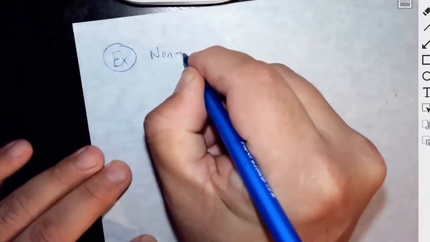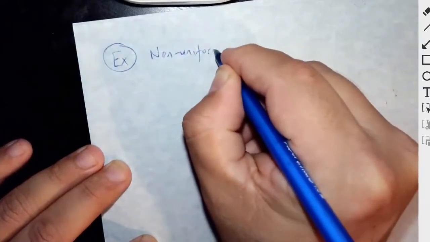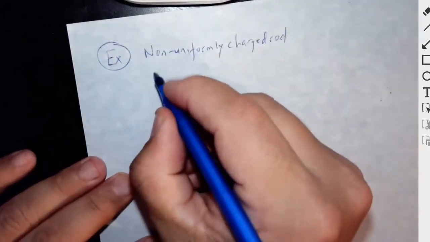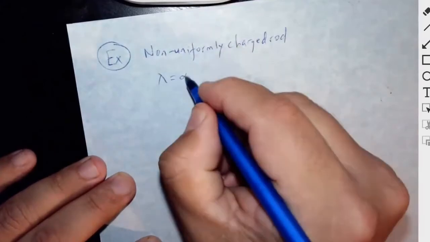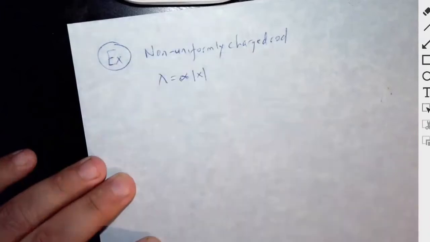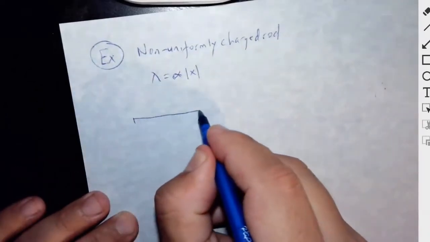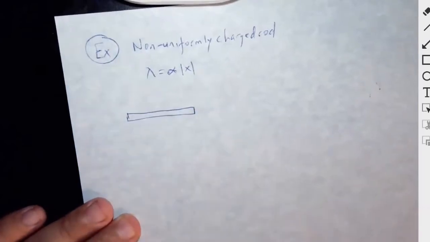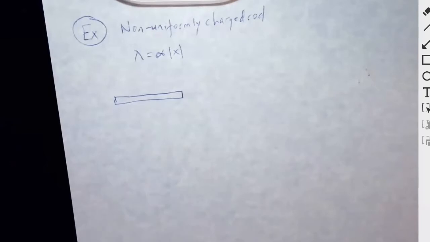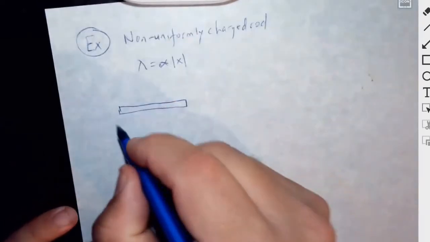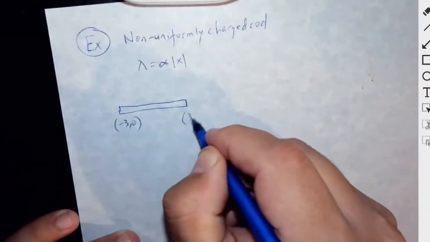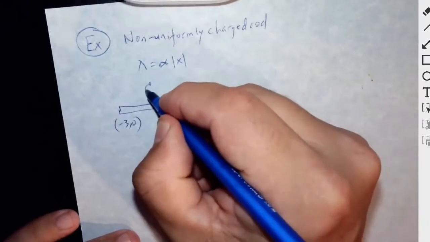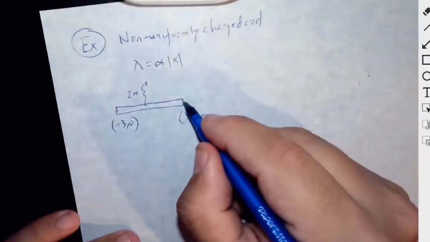Okay, non-uniformly charged rod. Let's say we have lambda is alpha absolute value of x. So if the rod is like this, for these ones I will actually get a straight numerical answer instead of a general equation. Let's say I have -3 to 3 meters, and I want to get the voltage here in the middle, 2 meters away, and then 2 meters to the side.